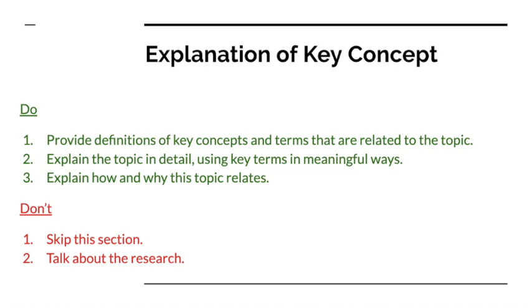You also, if you're writing about social cognitive theory, you better talk about those motivational factors that shape social cognitive theory and show that you have a detailed understanding about how the concept and the theory works. You also generally want to explain how and why this topic relates to the prompt. Some of the things to avoid is, first of all, skipping this section. Don't just think that one definition of a topic is enough to show your deep understanding.